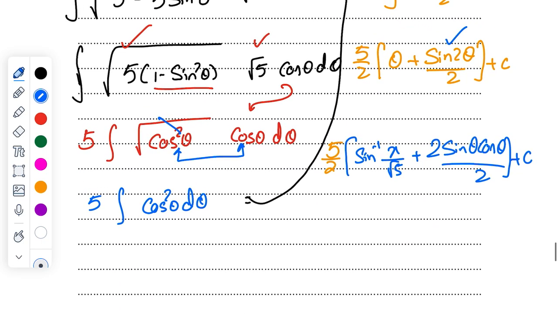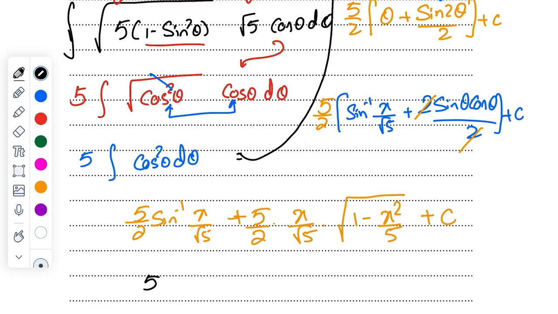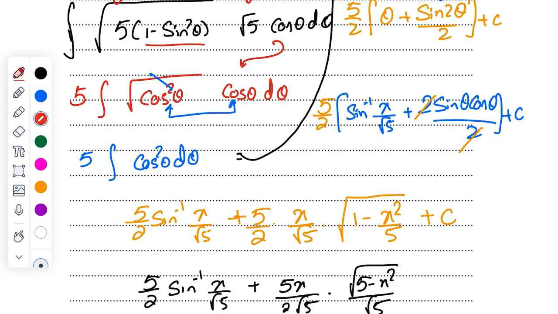So the final answer becomes 5 upon 2 sine inverse of x upon root 5 plus 2, and the 2 and 2 get cancelled, 5 upon 2 sine theta. Sine theta is x upon root 5 times cosine theta, which is the square root of 1 minus sine square theta, plus c. So we want to further simplify it. It becomes 5 upon 2 sine inverse of x upon root 5 plus 5x upon 2 root 5 times the square root of 5 minus x square upon root 5. Then root 5 times root 5 is 5, 5 and 5 get cancelled. This is going to be the final answer: x upon 2 square root of 5 minus x square, plus c.